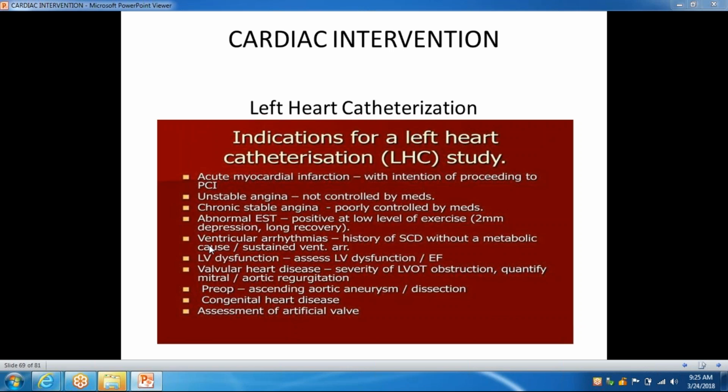Patients with left ventricular systolic dysfunction, a large group of these patients do have obstructive coronary artery disease, and you might want to evaluate these patients as such. Valvular heart disease.